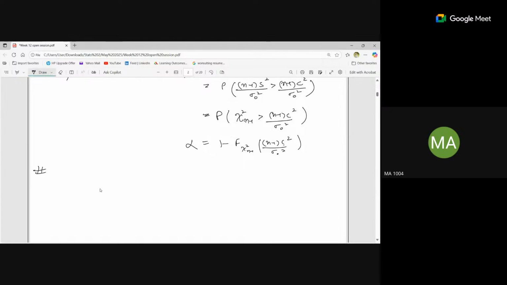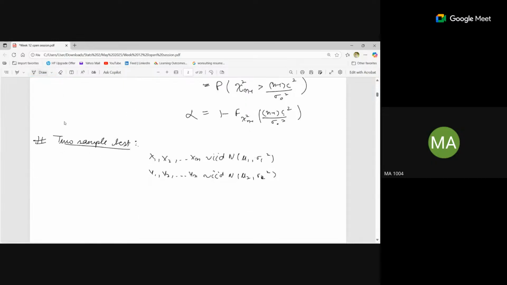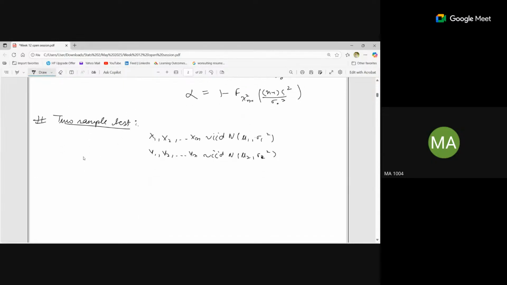Then we have two sample tests. So these were for the one sample test, now we have a two sample test. Two sample tests in the sense that I have x1, x2, ..., xn, one sample, IID following a normal with mu 1 comma sigma 1 square. Similarly, I have a second sample y1, y2, ..., yn, IID following normal mu 2 comma sigma 2 square. Now, for the two sample test, I have to test whether my two samples have the same mean or not.